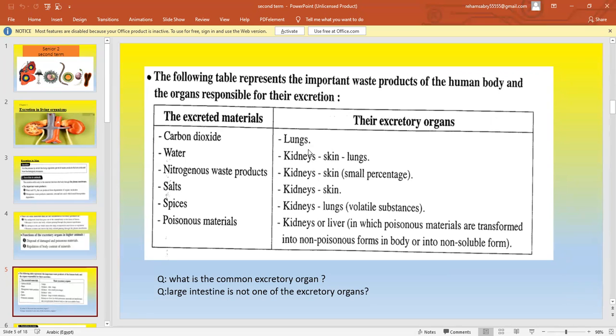The first one is the lungs. Number two is the kidneys, skin, and liver. Okay, they are only four: lungs, kidneys, skin, and liver. They are the excretory organs. So where is the intestine in this? Through the intestine we get rid of the undigested food. So why can I not say that the large intestine is one of the excretory organs?